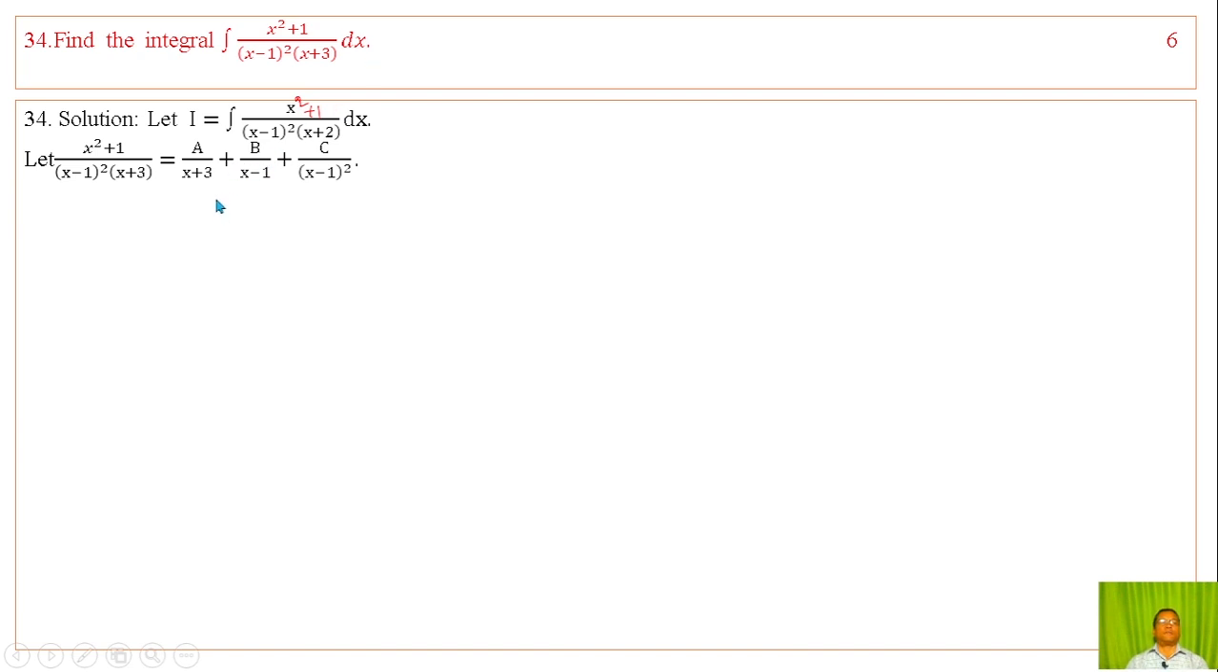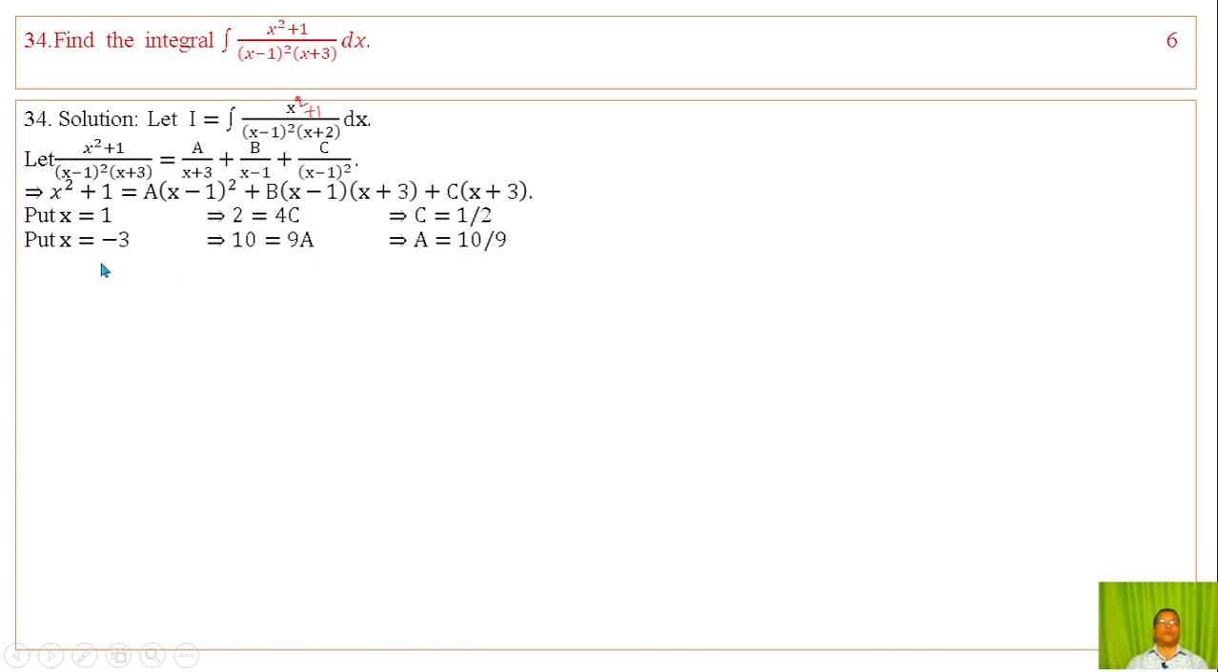Then a by x plus 3 plus b by x minus 1 plus c by (x minus 1) whole square. Multiplying both sides by the denominator (x minus 1) whole square into (x plus 3), we have this. Put x equal to 1, we have 2 equal to 4c, so c equal to half. Put x equal to minus 3, we have 10 equal to 9a, which gives a equal to 10 by 9.